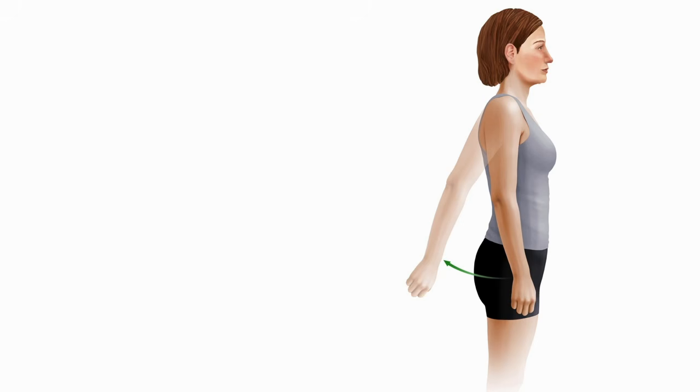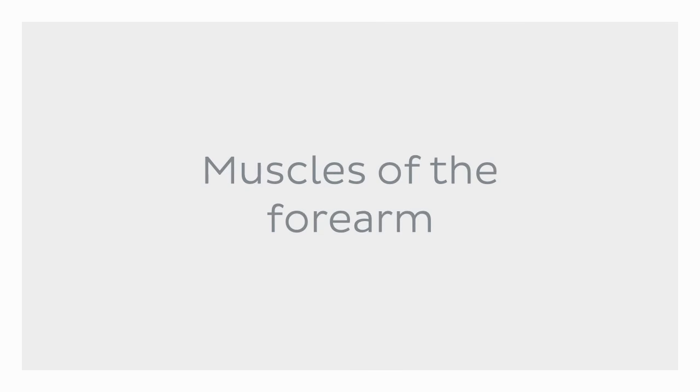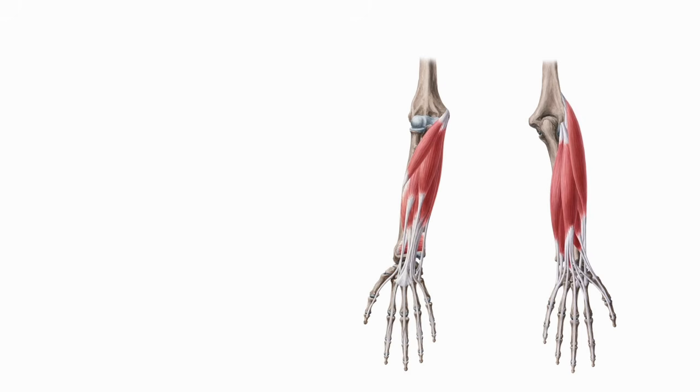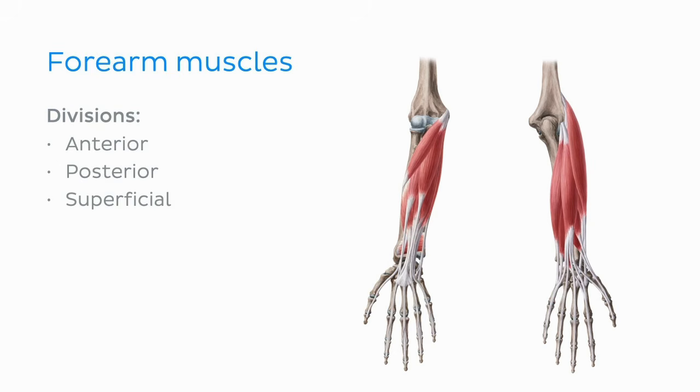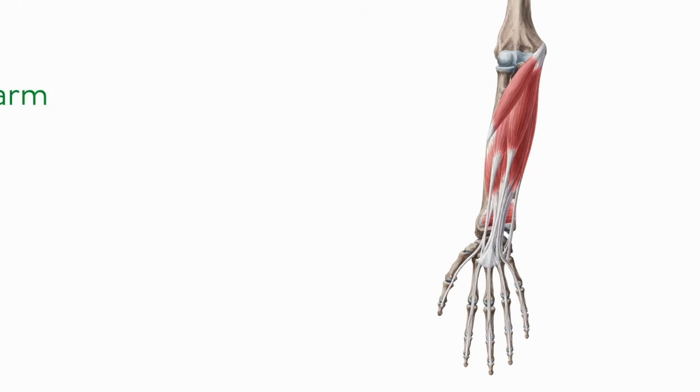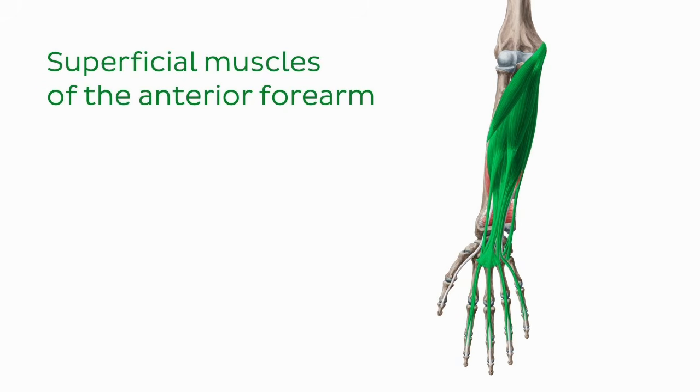So now that we've had a look at the muscles of the arm, let's move distally to take a look at the muscles of the forearm, the region between the elbow and the wrist. Muscles of the forearm are a little bit more complex. Just like the arm, the muscles of the forearm are divided into anterior and posterior compartments, as well as superficial and deep regions within each compartment. Let's begin by taking a look at some of the superficial muscles of the anterior region of the forearm first.